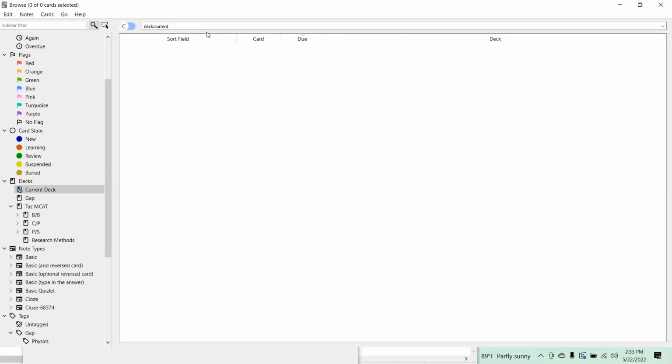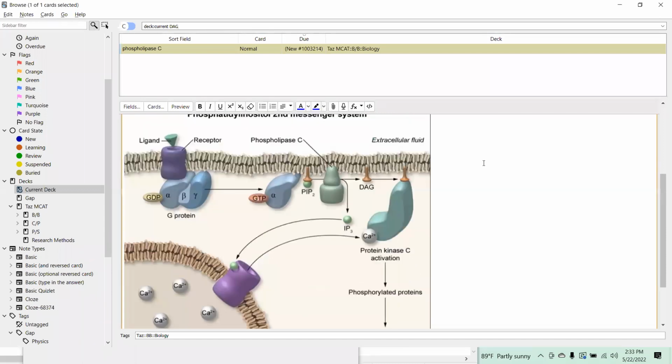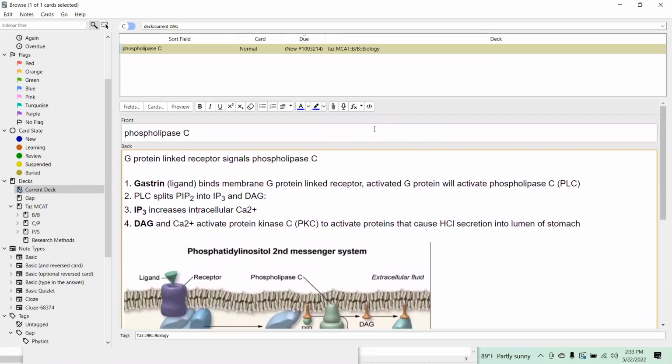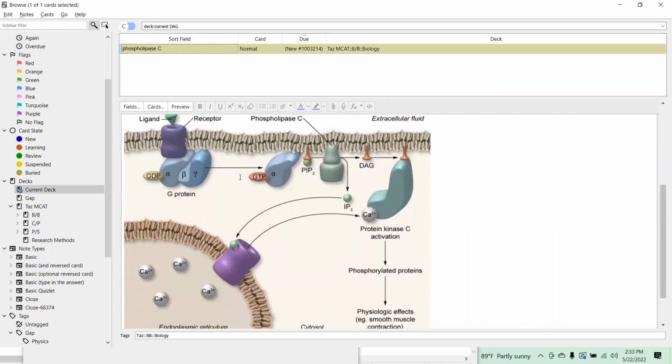I guess not. Maybe I took it off because, oh, no, wait, I did. Did I? Yes, this is a G protein. Yeah, I did. I specifically called it phospholipase C. So this is a particular type of G protein.